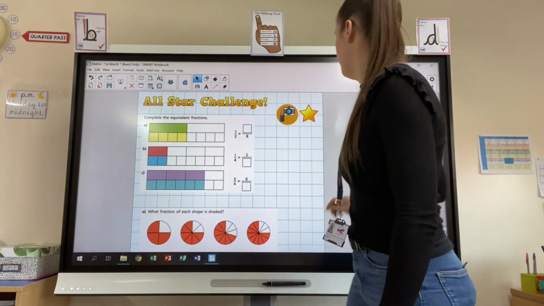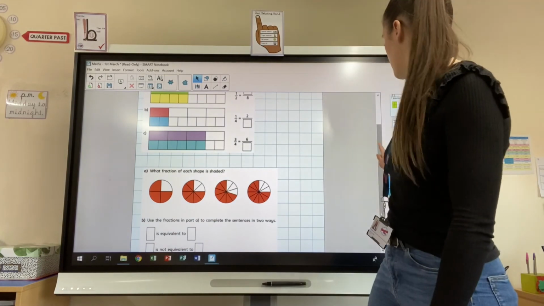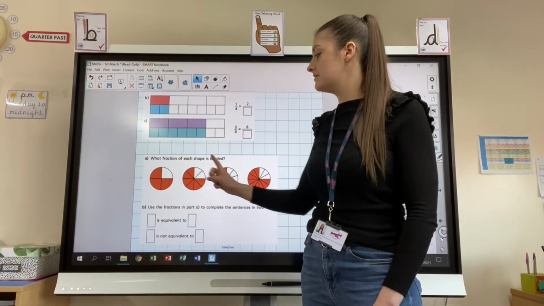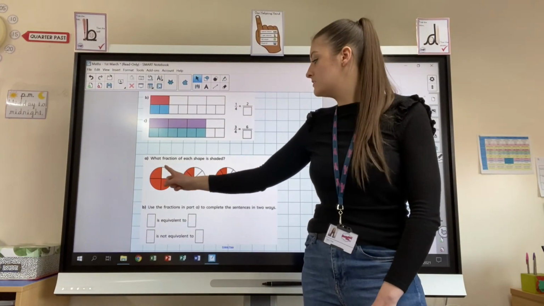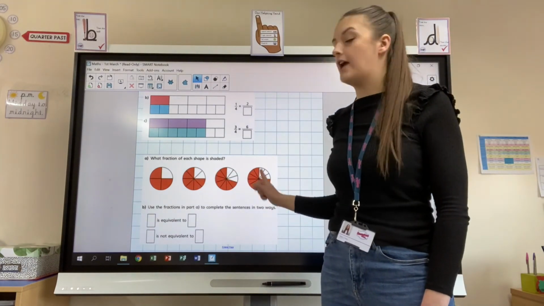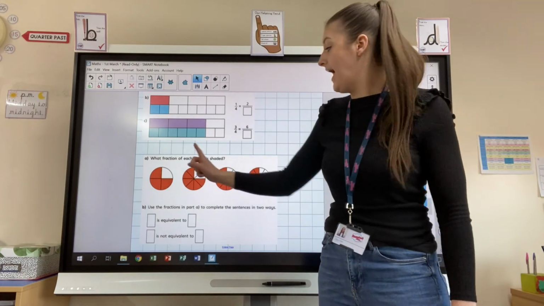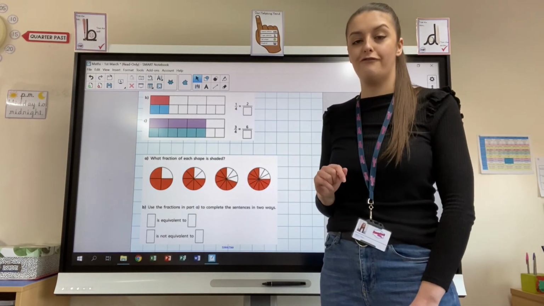And then when you've done that challenge, I've got another one for you. We've got some more equivalent fractions. So the first thing you need to do is work out the fraction of each shape. So what fraction of these shapes are shaded. So count how many equal parts they've been split into and how many parts are shaded to get your fraction.